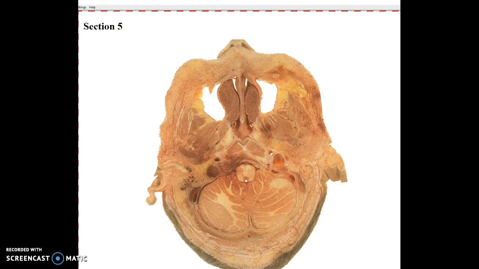Section 5. Right here, we've gone down a little further, so now we're below the pons, where the medulla oblongata is. This little space, once again, is still the 4th ventricle. And posterior to all that, we still have the cerebellum in blue.